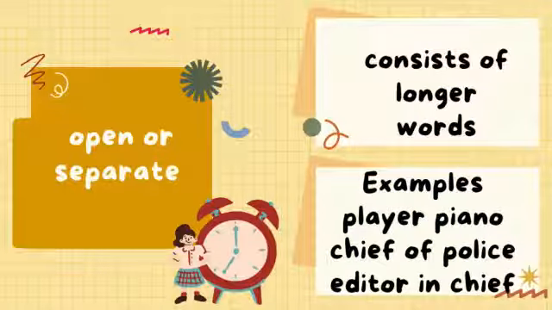The third type of compound noun is what we call the open or separate. This consists of longer words. For example, player piano, or chief of police, or editor in chief. So notice that there are spaces in between the words and hyphen is not used in these examples.